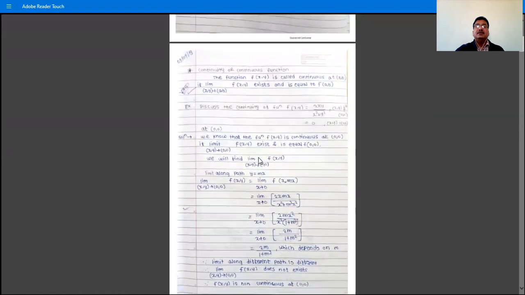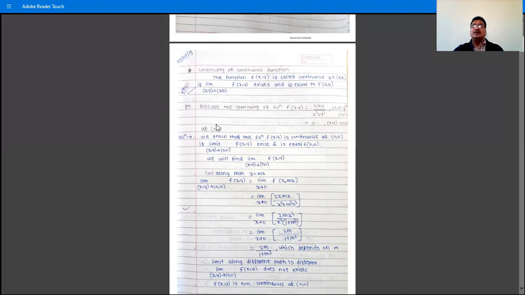So here is the continuity, or continuous function, of a two variable function. f(x, y) is called continuous at (a, b) if the limit as (x, y) tends to (a, b) of f(x, y) exists and is equal to f of (a, b). So when we say the function f(x, y) is continuous at (a, b), the limit must exist and be equal to f of (a, b).